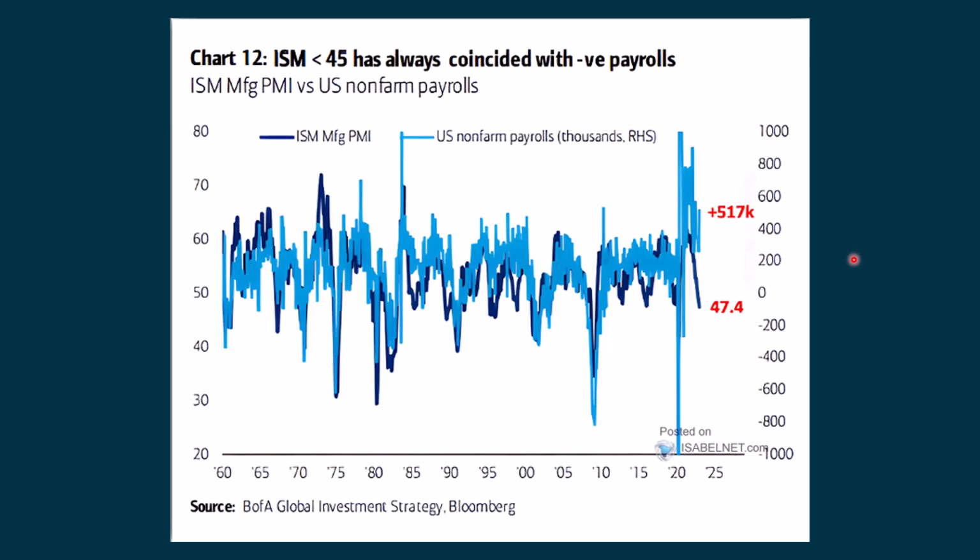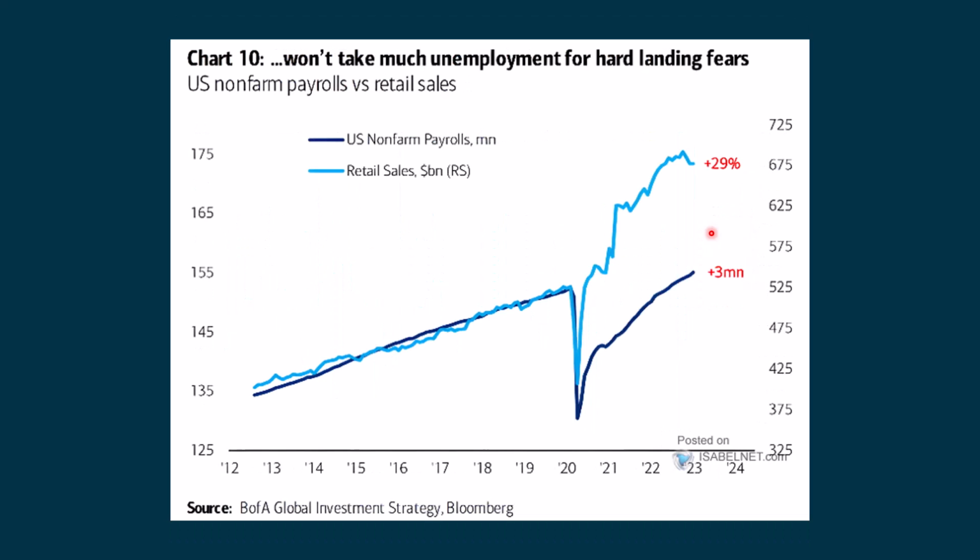Looking at employment, you have the ISM manufacturing PMI against the U.S. non-farm payrolls. These are manufacturing jobs. The dark blue line is ISM manufacturing, where it's really been decreasing, but the non-farm payrolls has really been increasing. And so there's something out of balance here. Is the ISM going to turn and go back up, or are non-farm payrolls going to start coming down? This chart suggests that it won't take much unemployment for hard landing fears. Employment has really been climbing up, and retail sales have also been rising. If we start to see some employment problems, people can't go out and buy things, so that could really lower the retail sales.